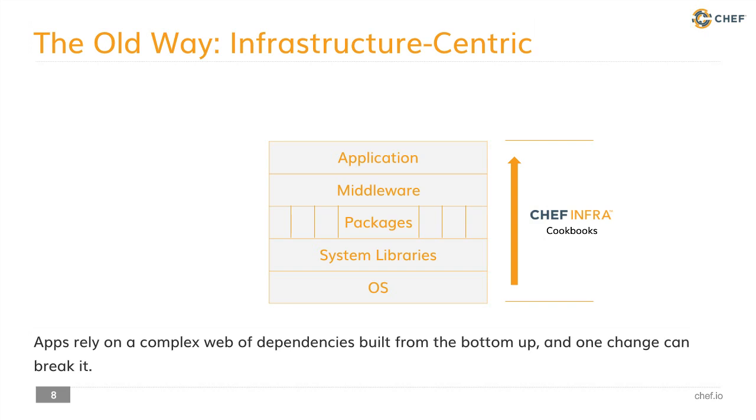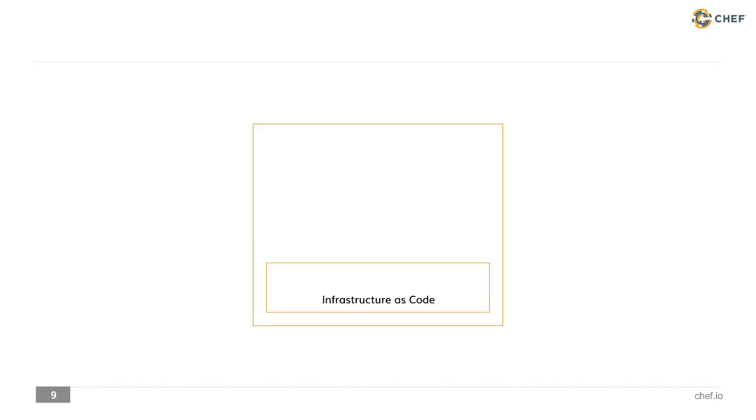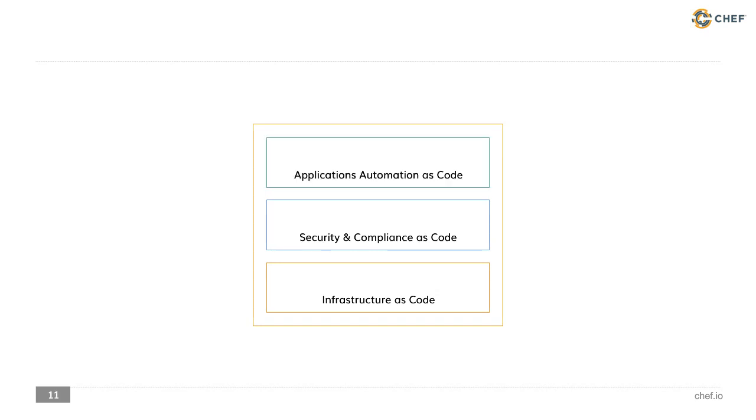And the way our products break down, this is particularly for those of you who might be slightly newer to our product suite. The way our product stack breaks down is kind of in three different categories that all move towards this sort of holistic picture of application-centric. So we start off with infrastructure as code, security and compliance as code, and finally application automation as code.